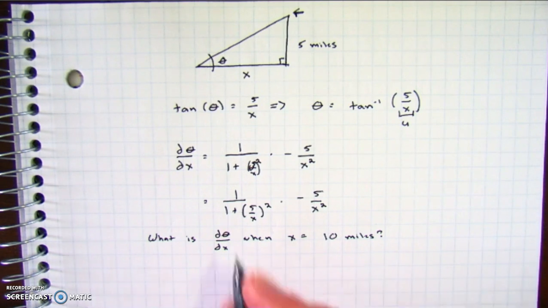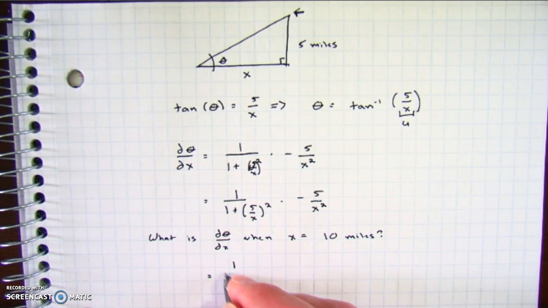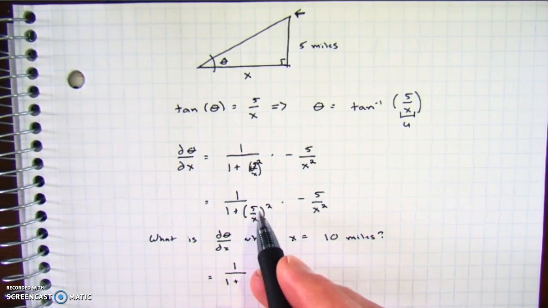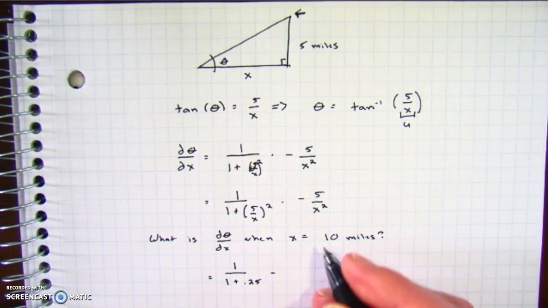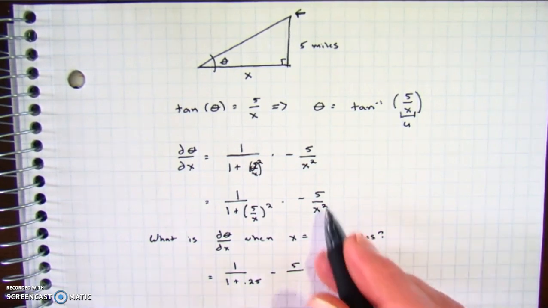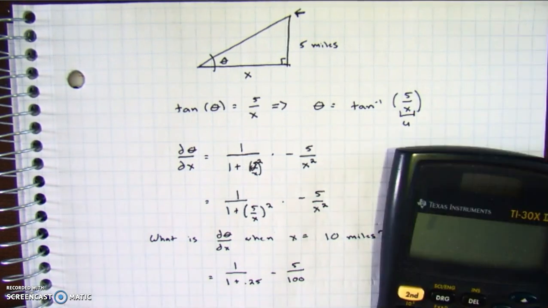So now all we do is we come in here and we just plug in 10 instead of x. So that's 1 over 1 plus a half squared, so that's 0.25, times negative 5 over 10 squared. So that's just 100. So now we come up over here to our calculator and we figure out what this is. So you get 1 divided by 1.25 times, let's do a parentheses here, negative 5 divided by 100.